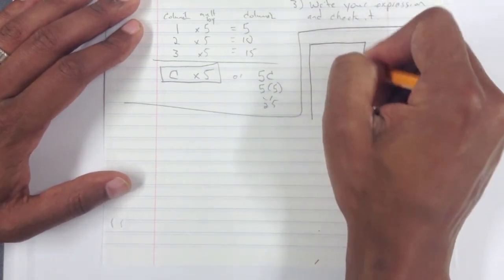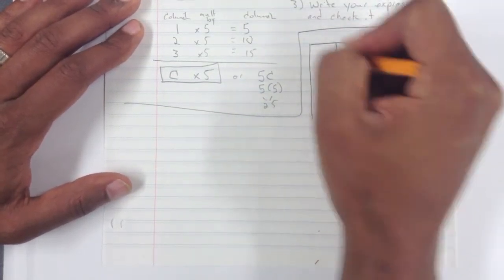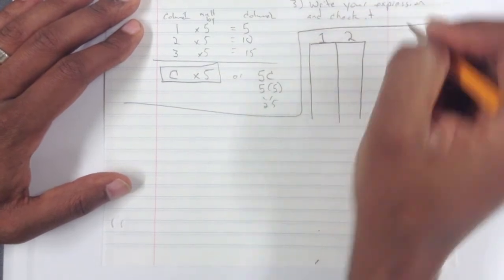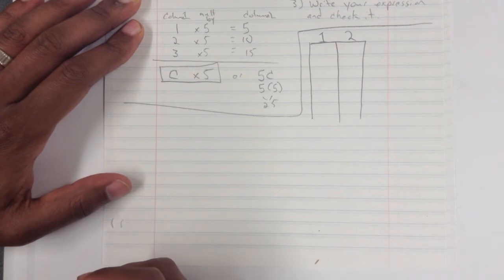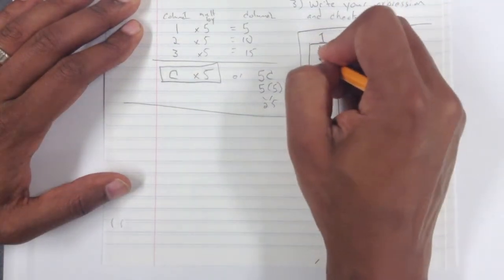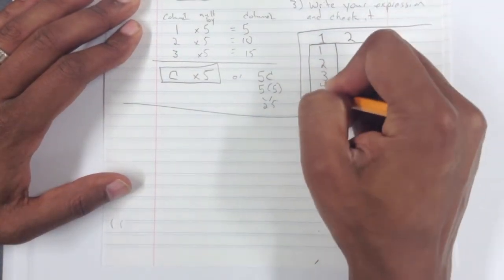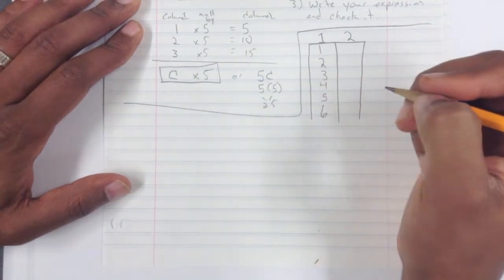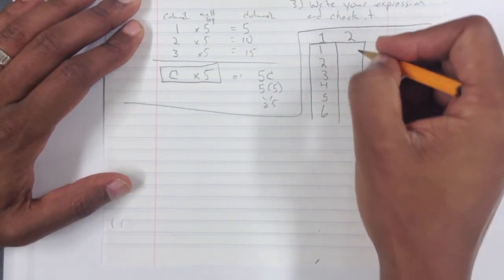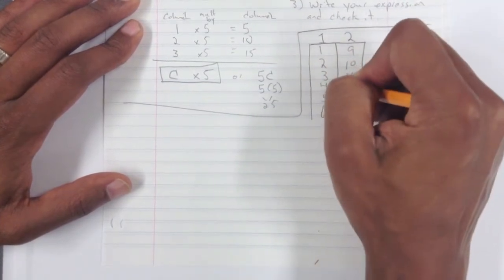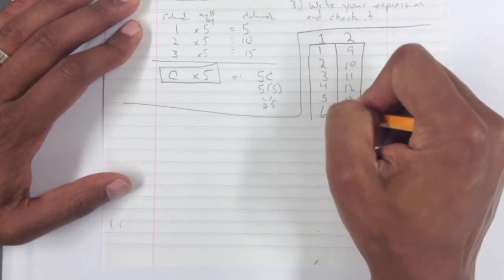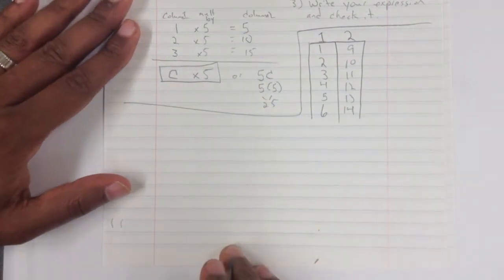It's going to say there's 1, here's a 2. And we're going to go with 1, 2, 3, 4, 5, and 6. I'm going to go 9, 10, 11, 12, 13, 14. Okay?